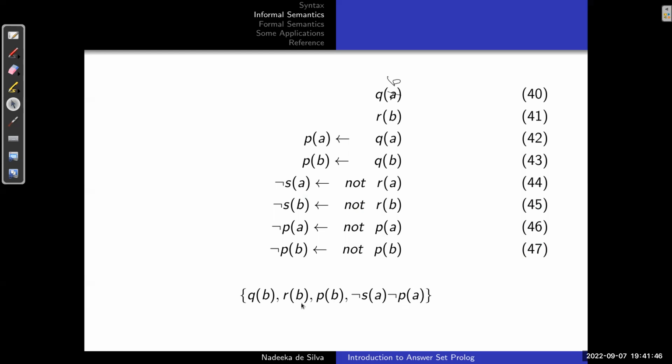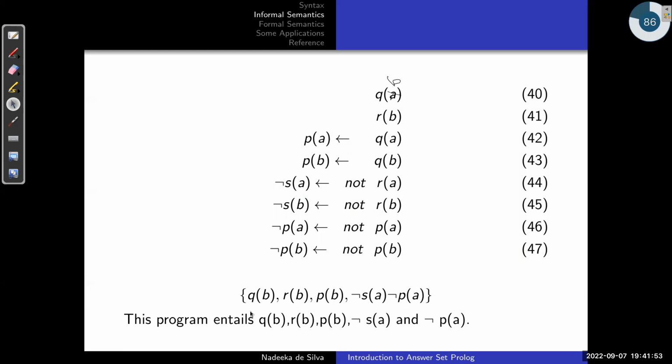But if I look at RB, I don't know about RA. Okay, RA is not here. Also not RA is not here. Okay, so this program entails this one because we have only one answer set. So now for PA, it answers no, PB yes, SA no, and SB unknown. Okay, so this is called the completeness axiom. It will complete the answer set with respect to a given predicate. Okay.